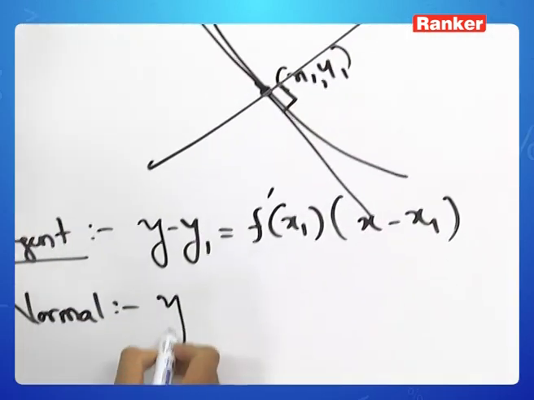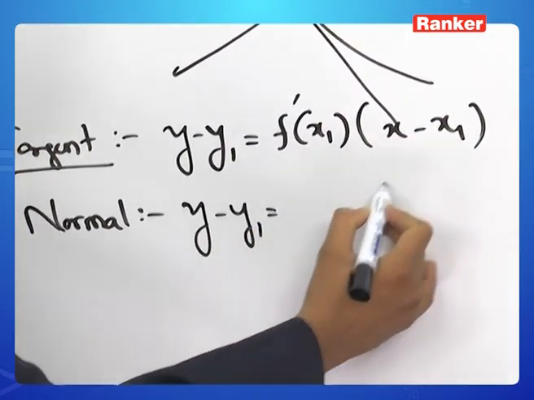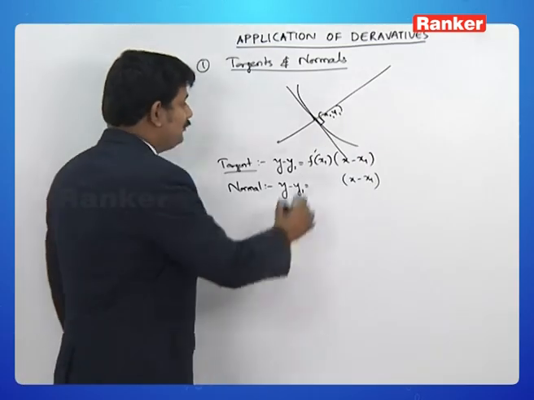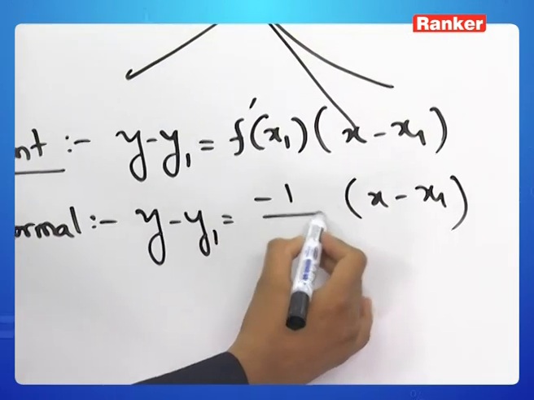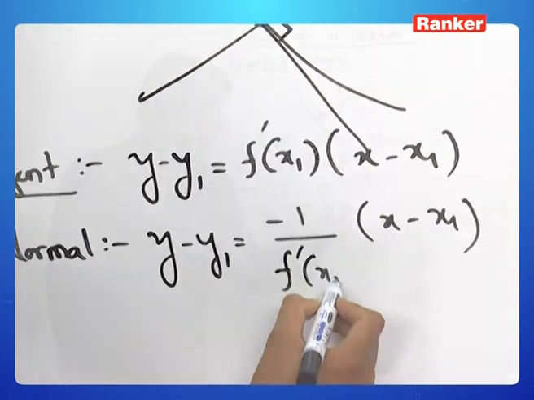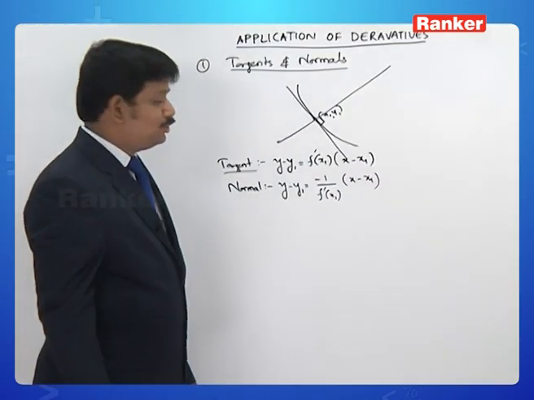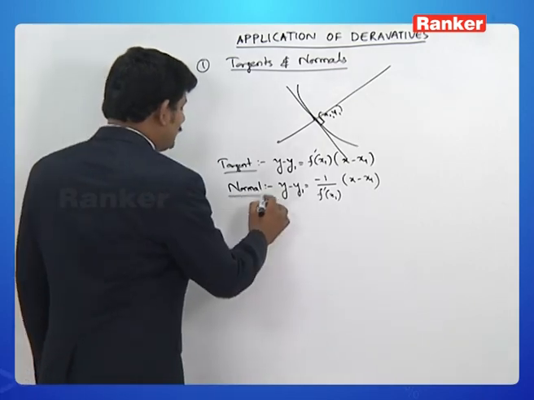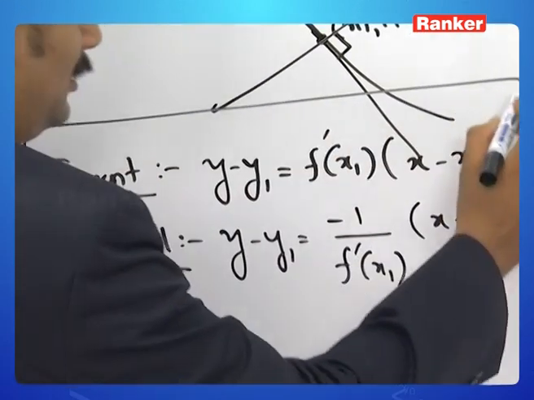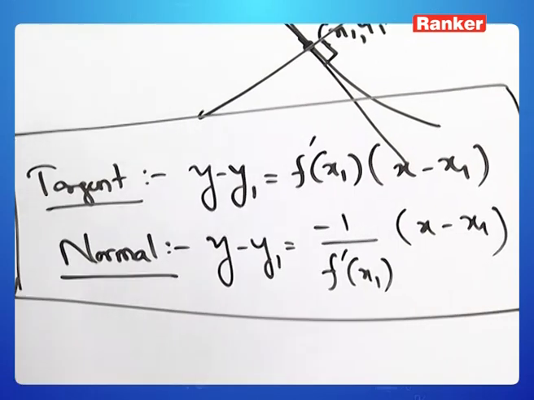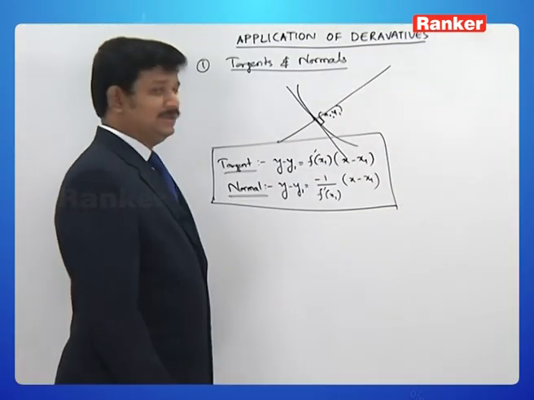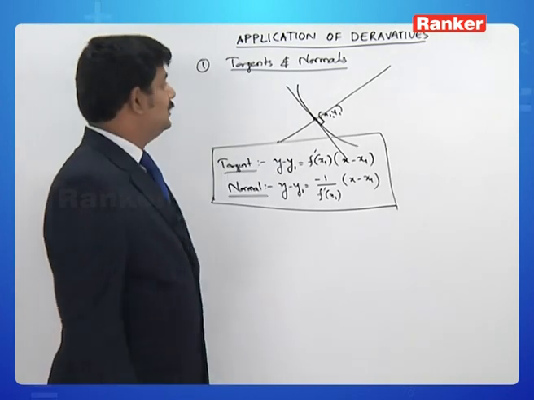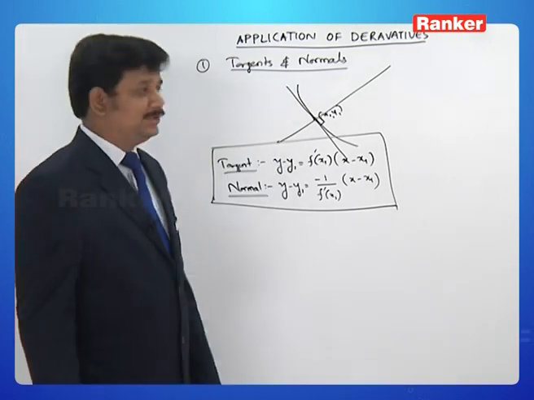So, it passes through (x1, y1), y minus y1 is equal to m into x minus x1, and slope of normal would be minus 1 by f dash of x1, where f dash of x1 is slope of the tangent line. So, this is how we write equation of tangent and equation of normal at any point on the curve using application of derivatives. That is the reason tangents and normals can be ably dealt in the chapter of application of derivatives.